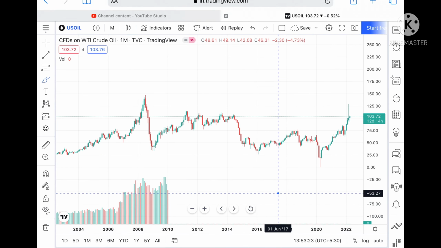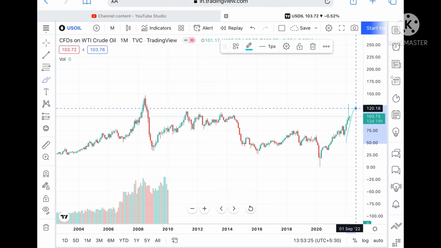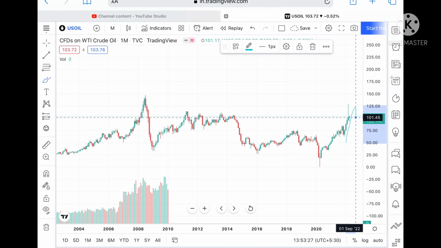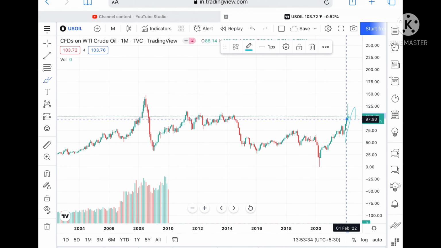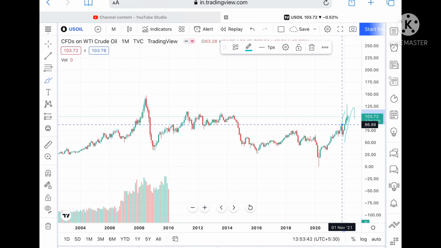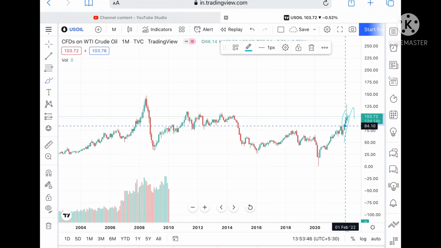Again I repeat, suppose if the price didn't sustain this particular level, we can see it can touch a level of 101.45, and from there we can see a level of 97.98. Suppose if the price didn't sustain this particular level also, then we can see it can fall further towards a level of 91.73. And from there we can see it can touch a level of 89.65. Suppose if the price goes below this level, then we can see a level of 86.88. And from there we can see it can fall further low towards a level of 82.71.